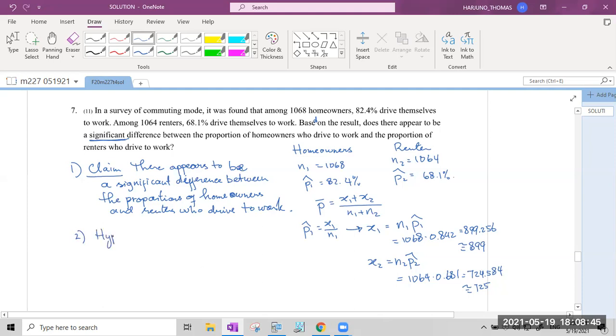Hypothesis, significance difference. So the alpha is 5%. Even though you don't know what significance level is being used, by default it is 5%. The null hypothesis: they are equal. The alternate hypothesis: P1 is not equal to P2, a difference. This is the claim, and it is two-tailed.